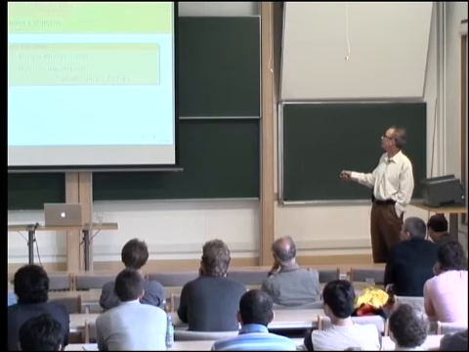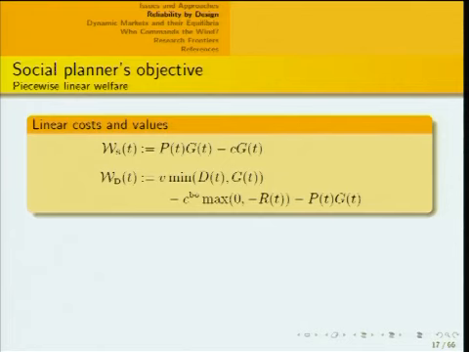There's the consumer welfare, which is more complicated. It's the value of consumption times the minimum of my demand and what actually is available. And there's a cost of blackout. Whenever the reserves are negative, I'm going to have a penalty. And again, I have to pay this amount, P of t, G of t, to the supplier if G of t is positive.